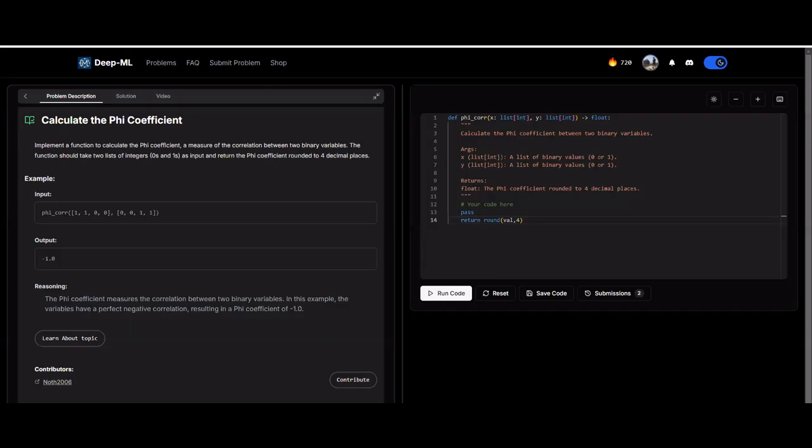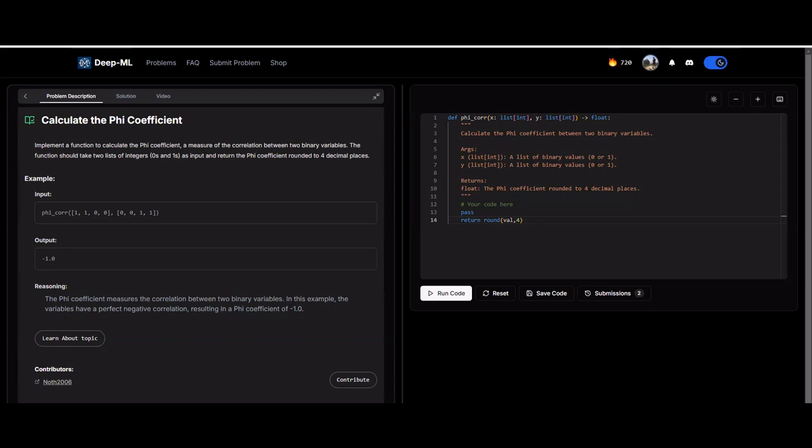Hello everyone, welcome back. Today we'll solve problem 95 in DeepML, which is called calculate the Phi coefficient. In this problem, we're given two lists, X and Y. Both of them have elements that are either 0 or 1. And what we're going to do is calculate the Phi coefficient amongst them.